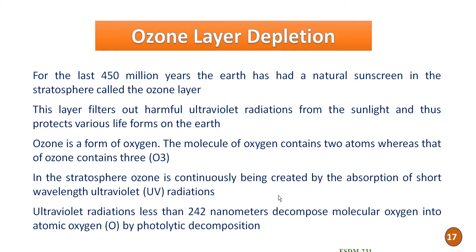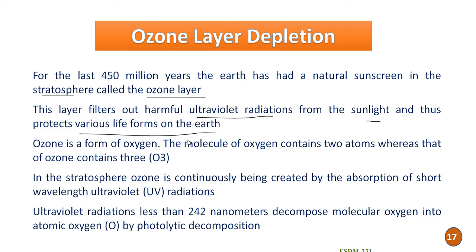Then next one is the ozone layer depletion. For the last 450 million years, the earth has had a natural sunscreen in the stratosphere called the ozone layer. This layer filters out harmful ultraviolet radiations from the sunlight and thus protects various life forms on the earth. So this is the importance of the ozone layer.